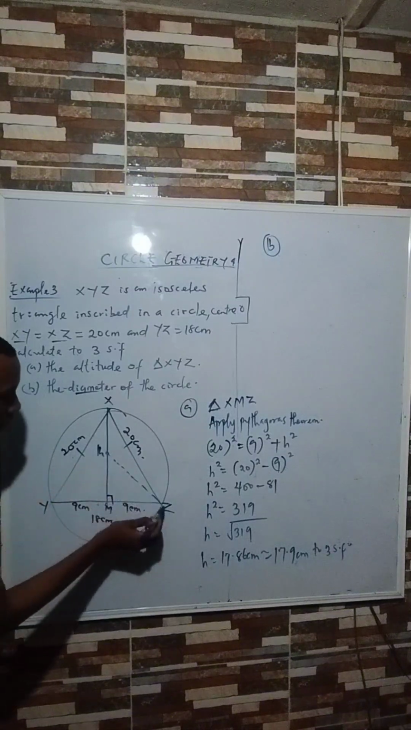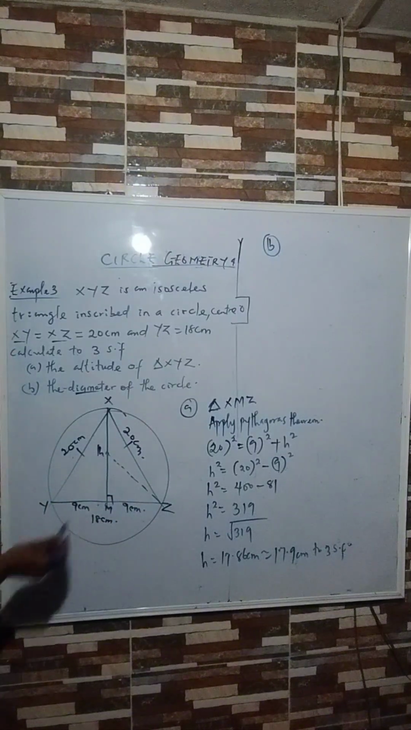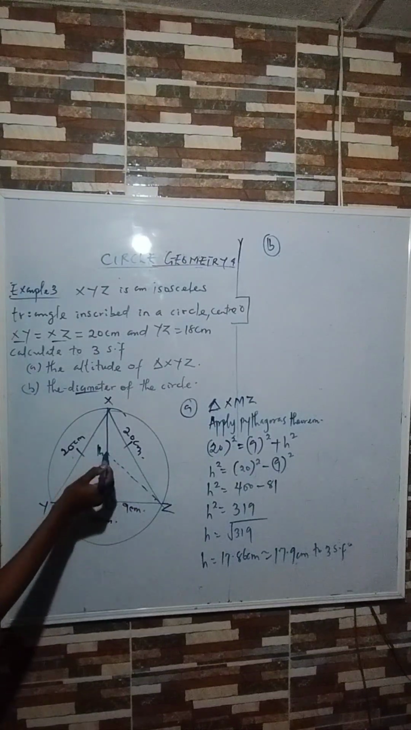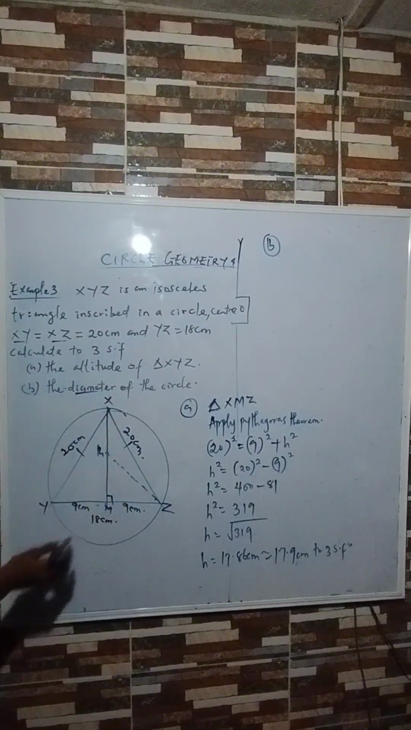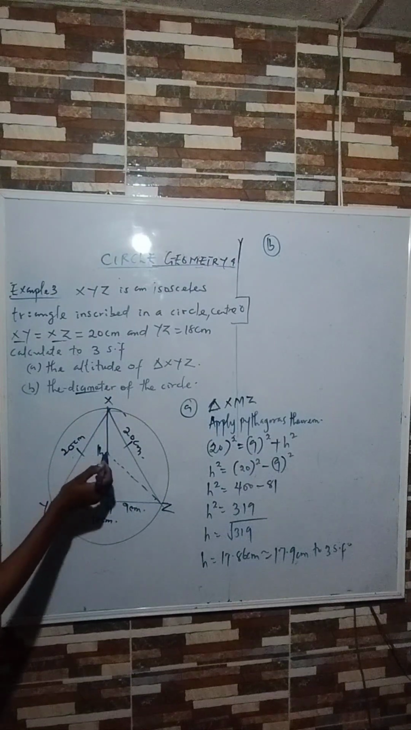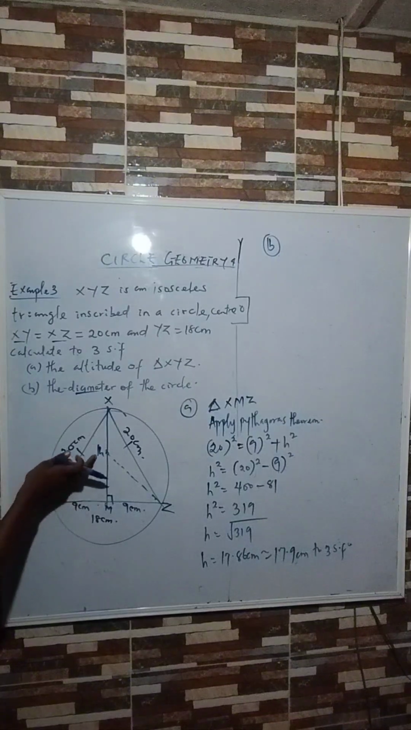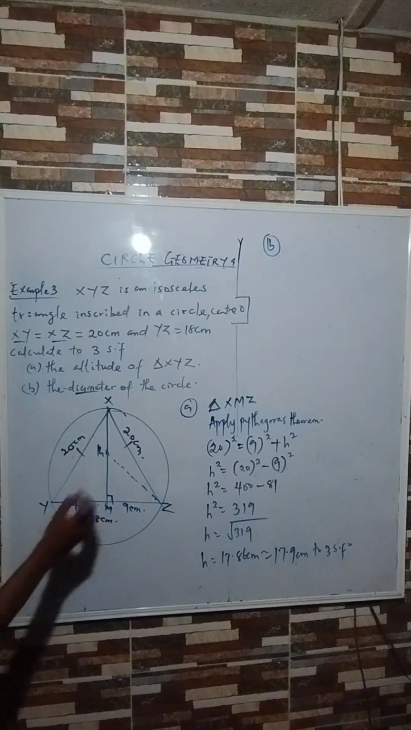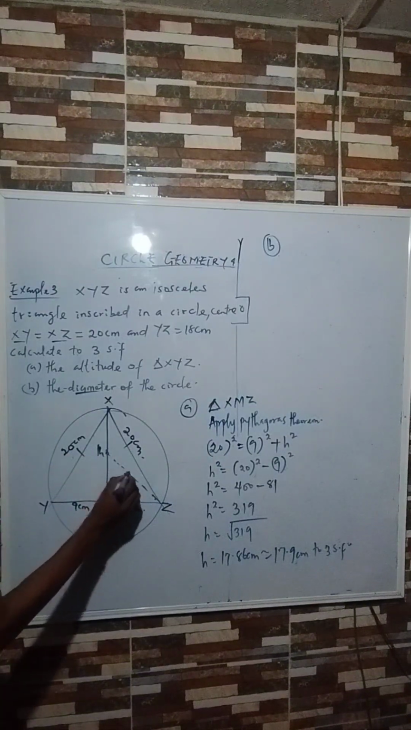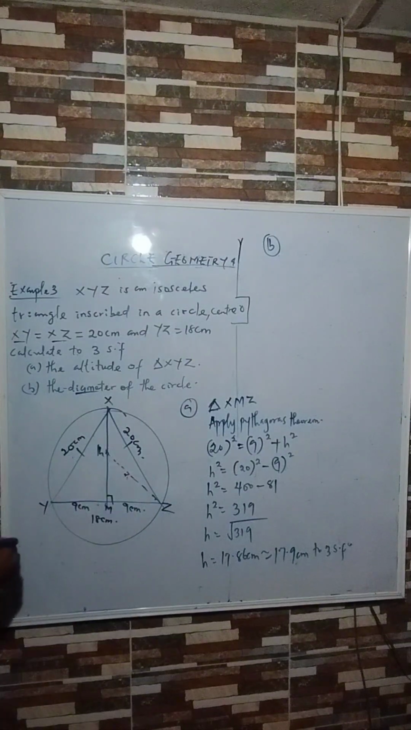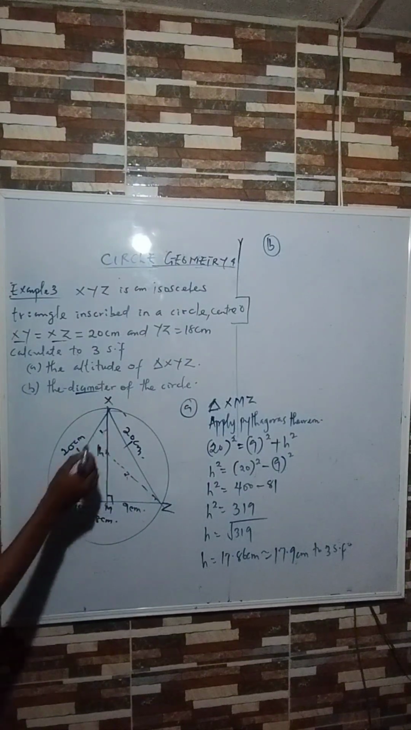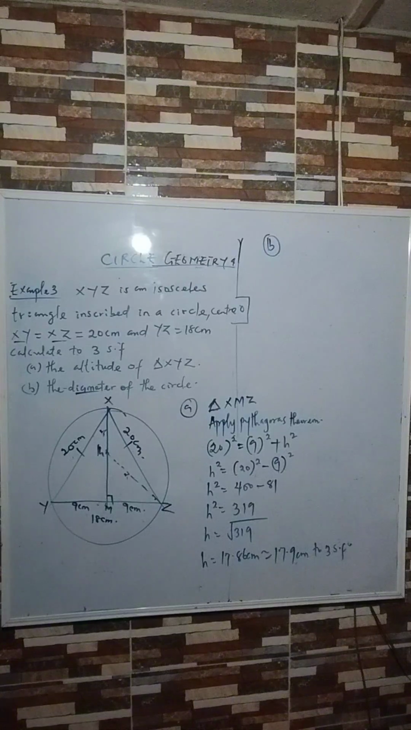Let me do something here so as to find the radius. From here to here is radius, from here to here is also radius, and this height here is 17.9. I'm going to label this space my radius, this one my radius, and this one my radius.